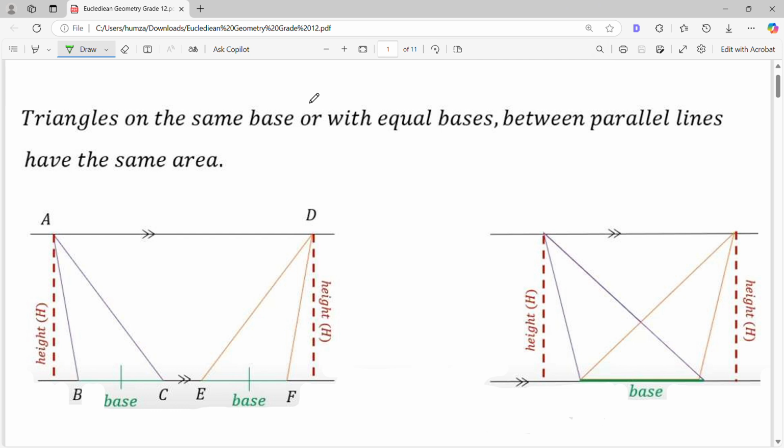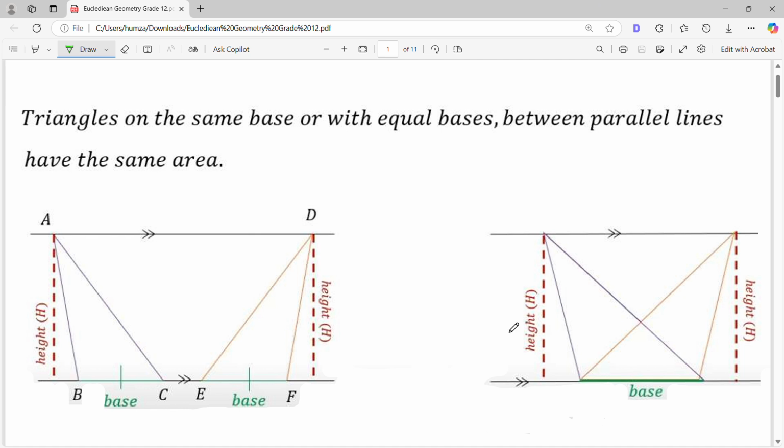For example, if you look at these two triangles between these parallel lines AD and BF, they have the same bases, so they have the same area. And another example is this: between parallel lines they have the same bases, which means they have equal area.